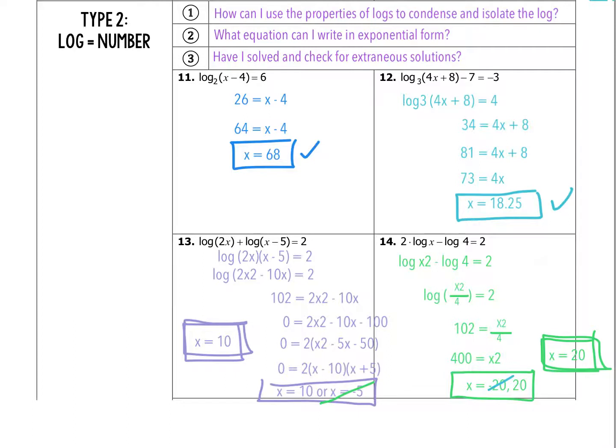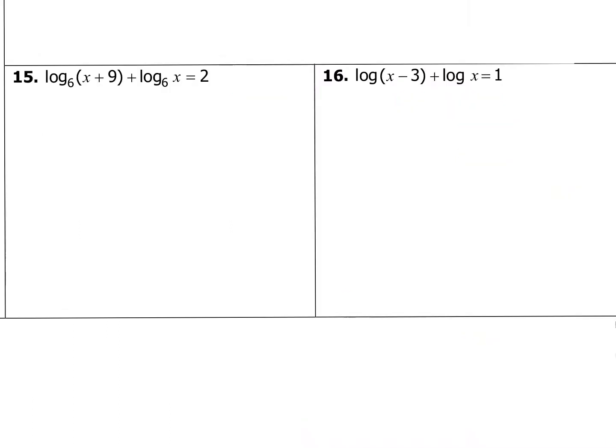Go ahead and look over, pause the video, and make sure you write down any questions or points of confusion that you have. Alright, so for 15 and 16, go ahead and pause the video, and I'd like you to try these on your own. Remember to use those guiding questions as you work through it.